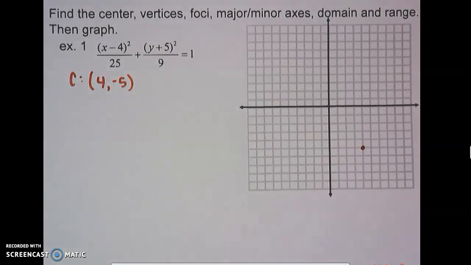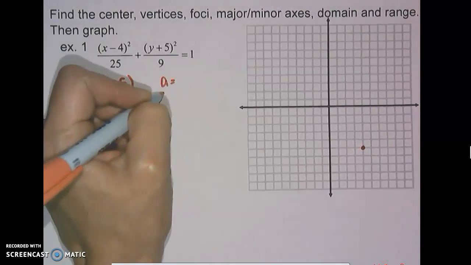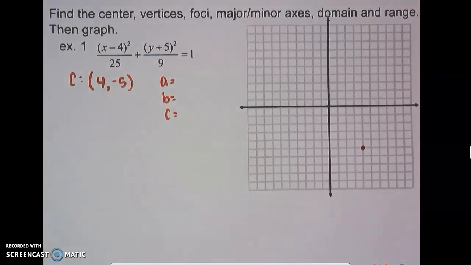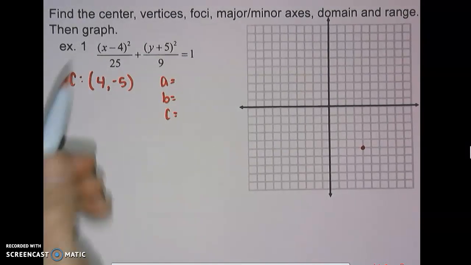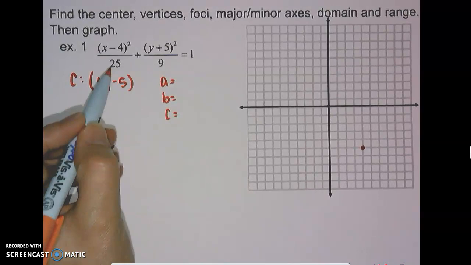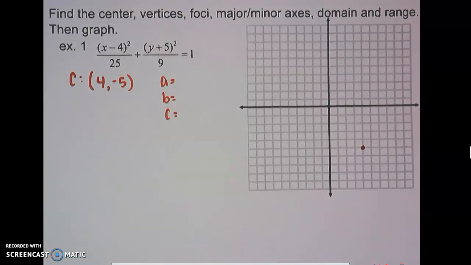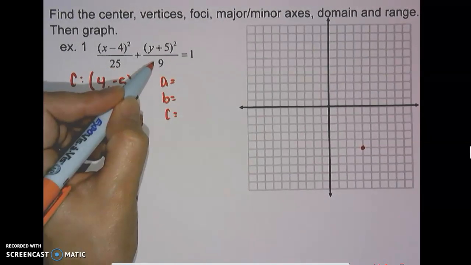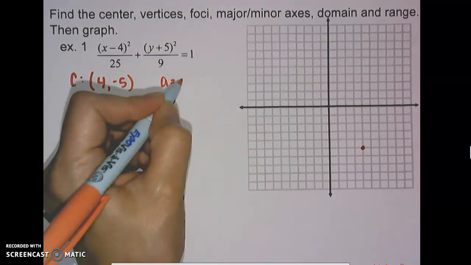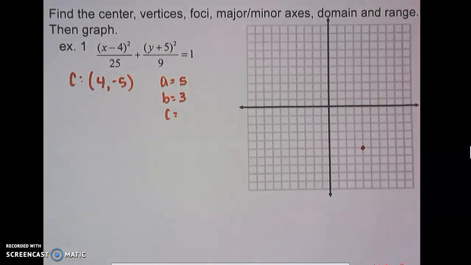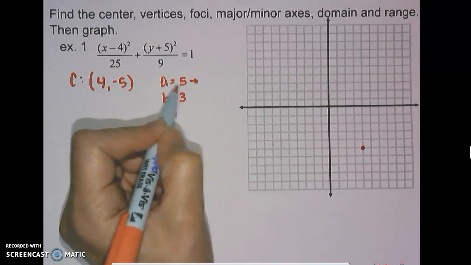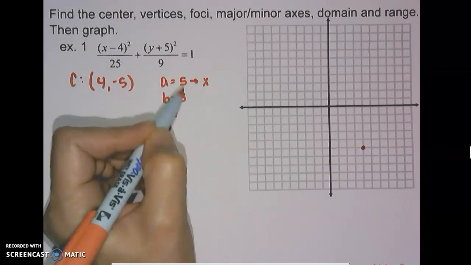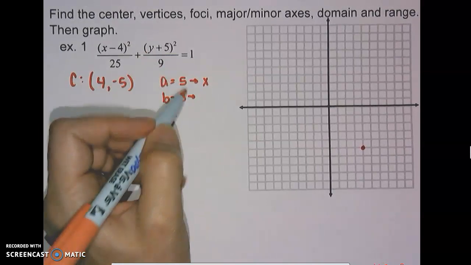In order to get the vertices, we need to know what A and B equal. Eventually we're going to have to figure out what C is, so we're going to write that down as well. A and B are going to come from the square root of these numbers, since in our formula it was a squared and b squared. And A is always the bigger number. So if we take the square root of 25, we get 5, and the square root of 9, we get 3. Since 5 is bigger than 3, we know that 5 has to be our A value and B is 3. Now, it's also going to be important to know that this 5 is associated with the x's, and this 3 is associated with the y's.